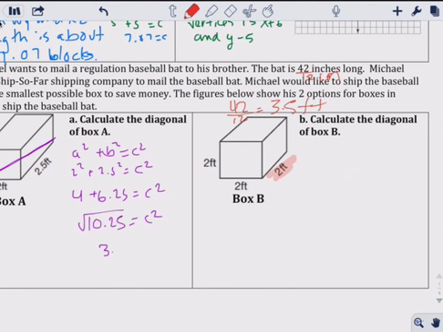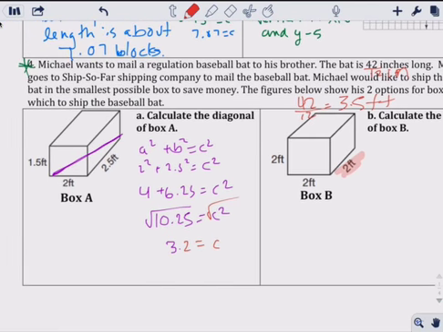10.25 square root is 3.2. 3.2 equals C. Okay, so you're going to use that one with this one. So on your test, you may want to color it so you see exactly what you're doing. 3.2 here. Okay, feet.